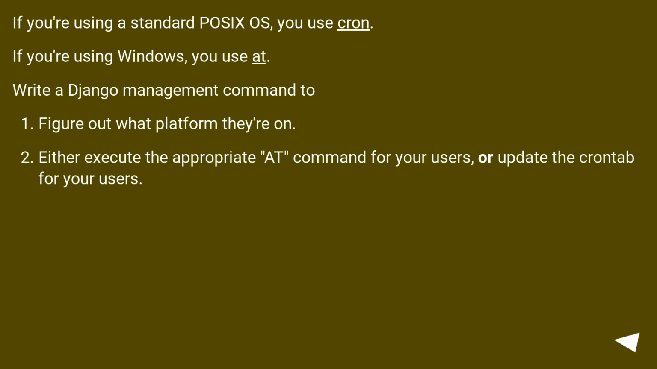If you're using a standard POSIX OS, you use cron. If you're using Windows, you use at. Write a Django management command to figure out what platform they're on. Either execute the appropriate command for your users, or update the crontab for your users.